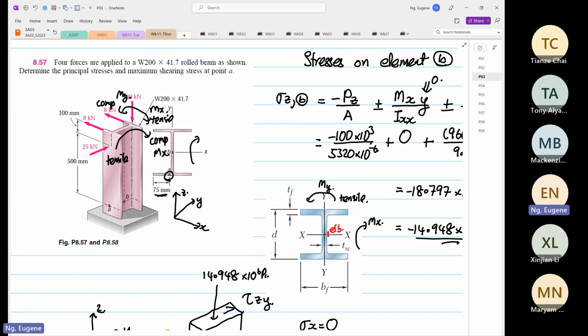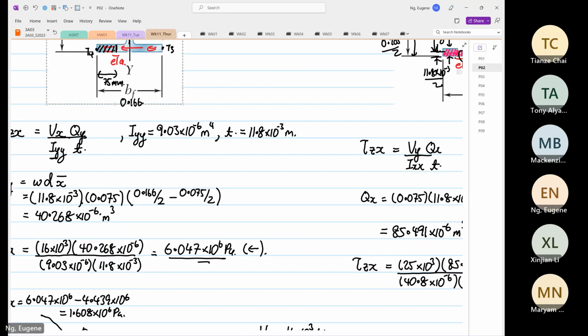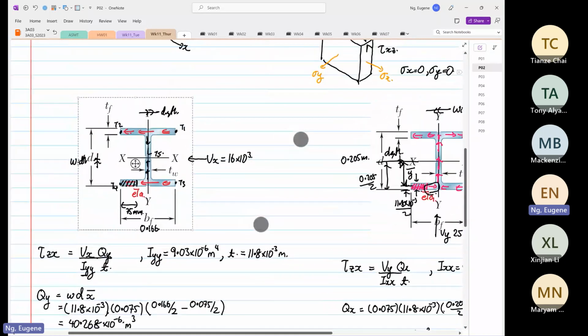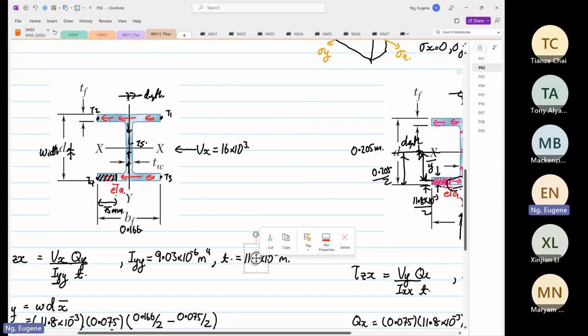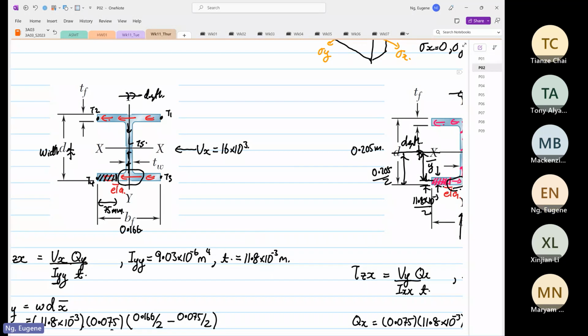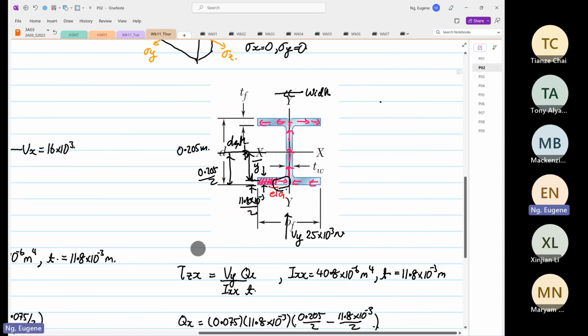Before I go on, any questions, please? Can you re-explain the direction of shear stress for element A? So for element A, you look at the shear flow due to Vx: it is going from right to left, you can see the design over here. Then the shear flow due to Vy, the direction flips. It goes opposite.